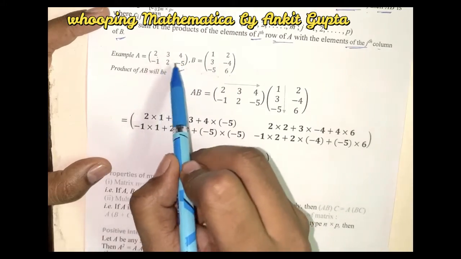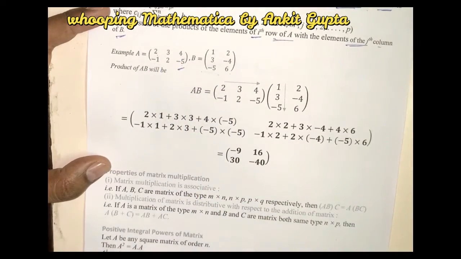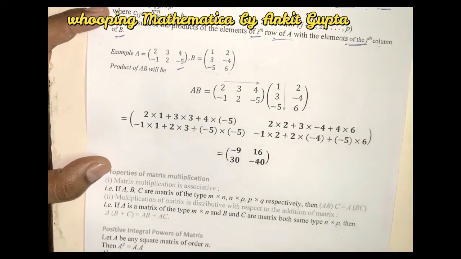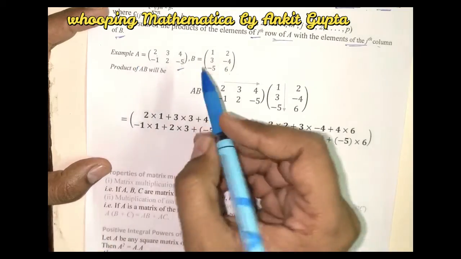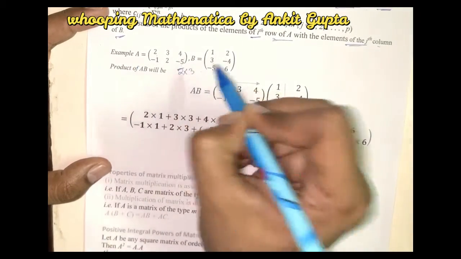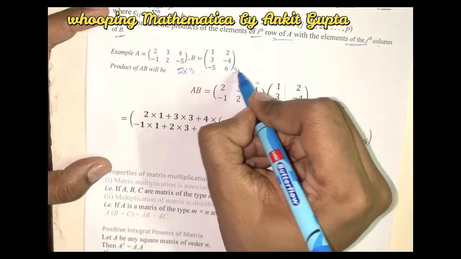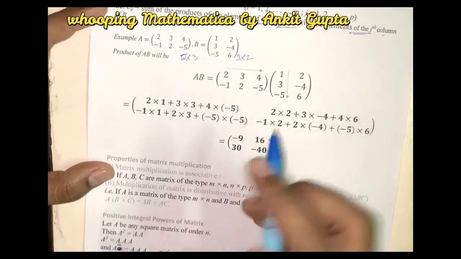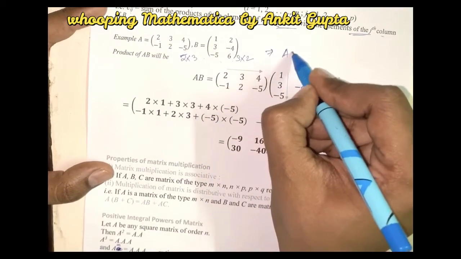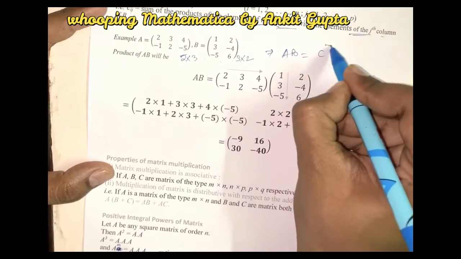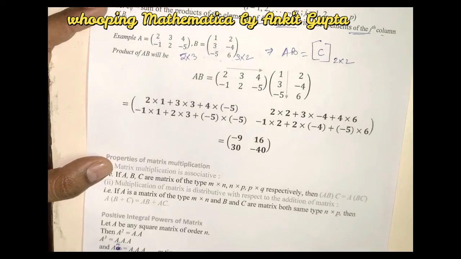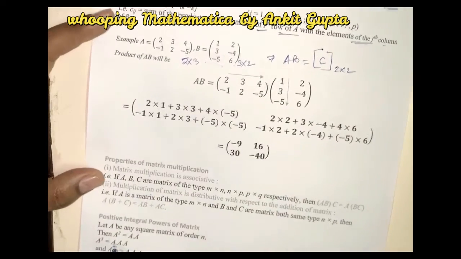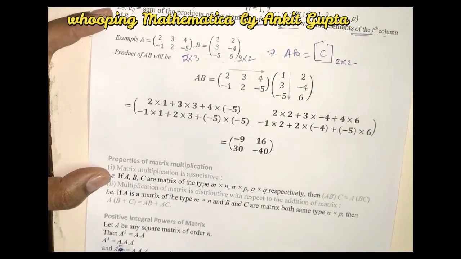Let us first check whether the product of A and B is possible or not. The first thing we need to check is the order of matrix A. The order of matrix A is 2 by 3 and the order of matrix B is 3 by 2. So the resulting matrix AB, say the product is C, will have order 2 by 2. Let us now learn how to multiply these two matrices.